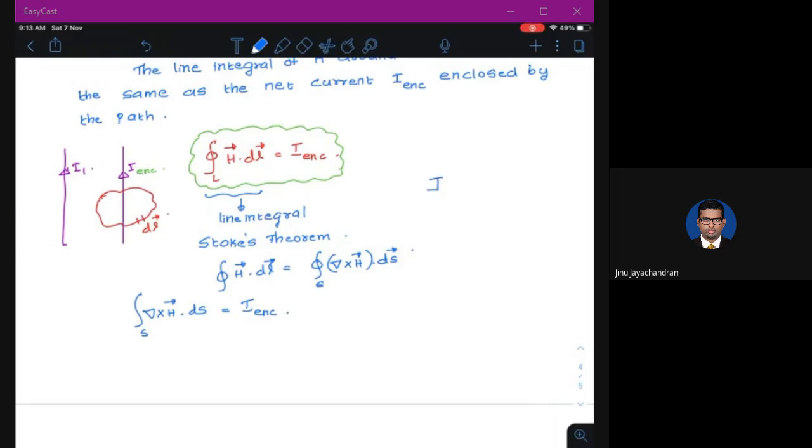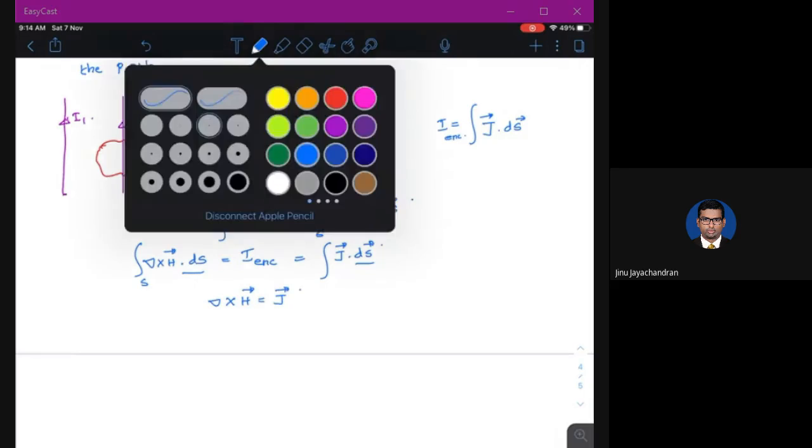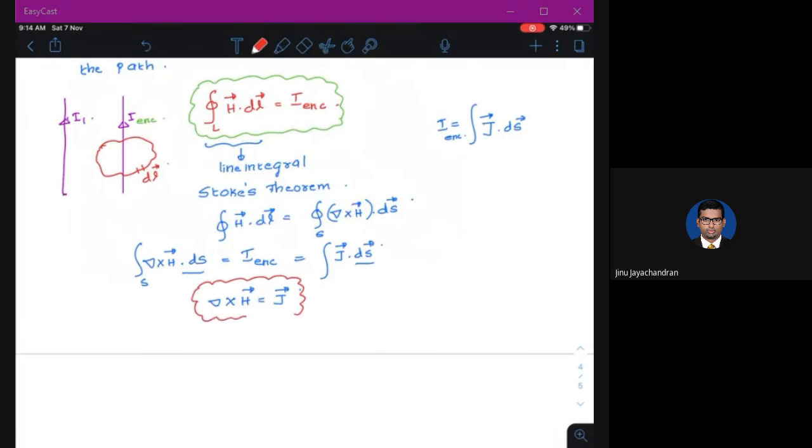And we have already seen that the surface current density J is ampere per meter, which means if we integrate J dot dS, it will give you the current. So if I want to find I enclosed, I can write this as integral J dot dS. So there is dS in both the right hand side and left hand side. If this equation should be equivalent, then I should have del cross H is equal to J. And this is an important equation, which we will make use of when we derive Maxwell's equations. So the curl of the magnetic field will give you the current density. If there is no current density, basically del cross H is equal to 0.